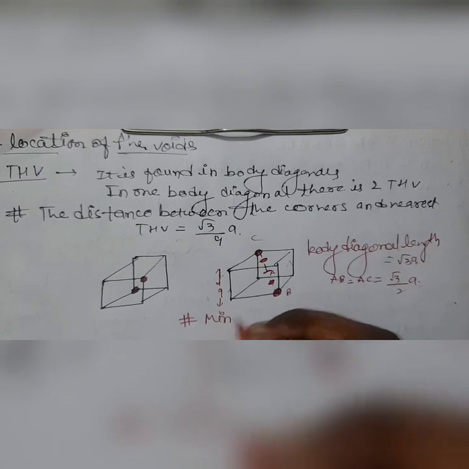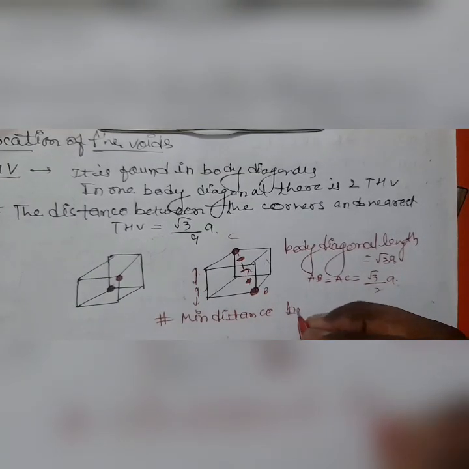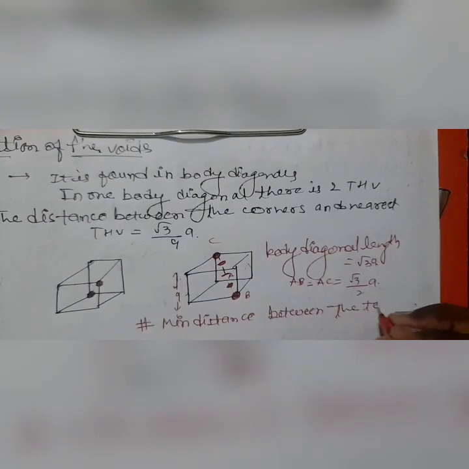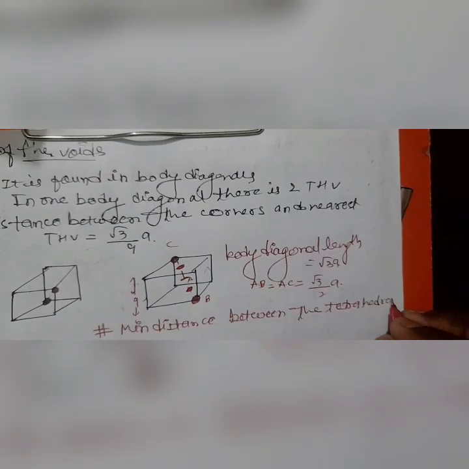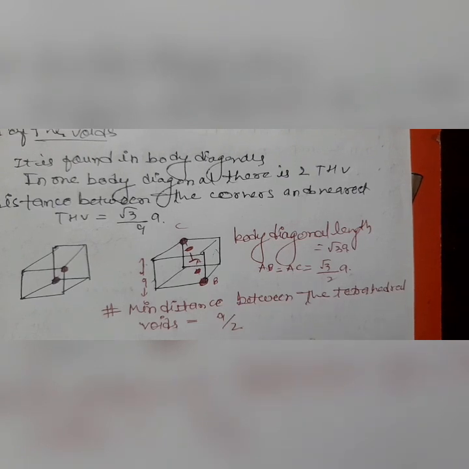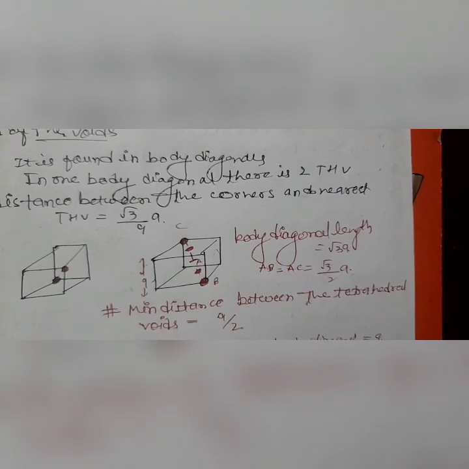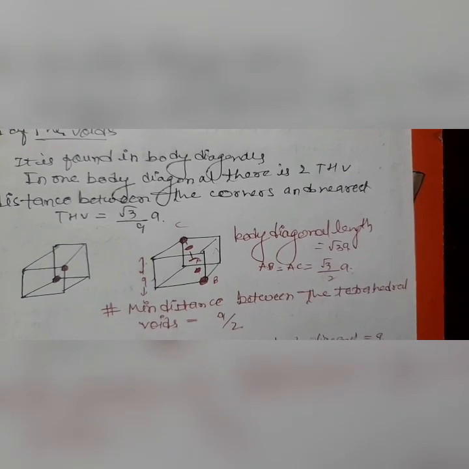that is, the minimum distance between the tetrahedral voids. The minimum distance between the tetrahedral voids is not root 3 by 2, it is a by 2. How is it a by 2? There are tetrahedral voids on all sides. If a unit cell is a cube having edge length a, its body diagonal is root 3 a. The body diagonal cube having edge length a by 2 gives root 3 by 2 a, so a by 2 is the minimum distance between the tetrahedral voids if we make it.